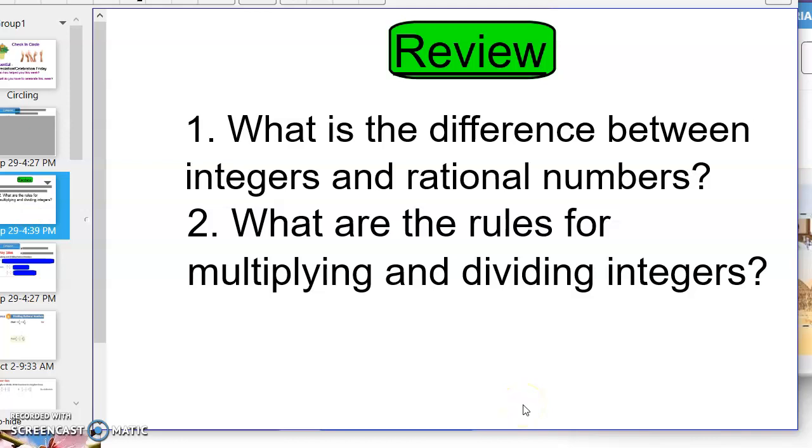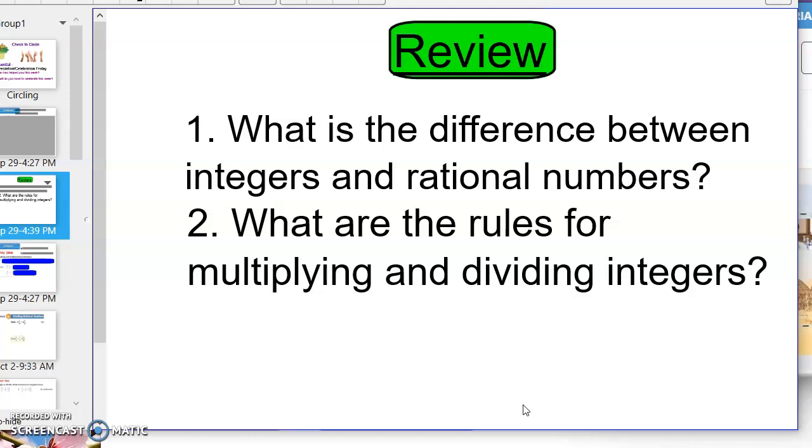First thing, what is the difference between integers and rational numbers? That's what we talked about earlier this week: integers are positive and negative numbers without fractions or decimals. Rational numbers are positive and negative numbers with fractions and decimals included. So all of the numbers we're talking about are rational numbers. That includes integers, but now in this chapter we're focusing on all of the rational numbers, which includes fractions and decimals.